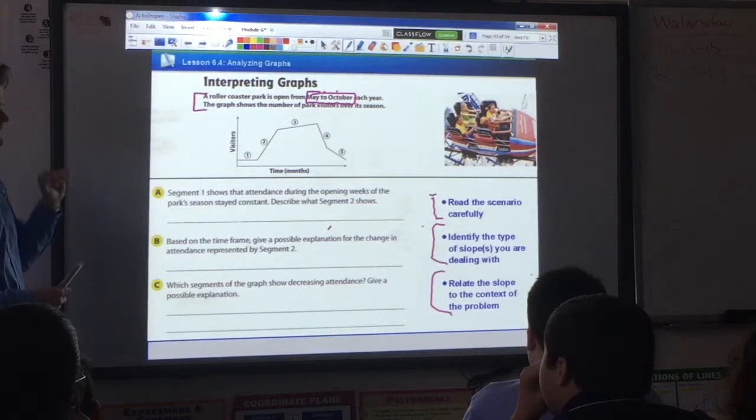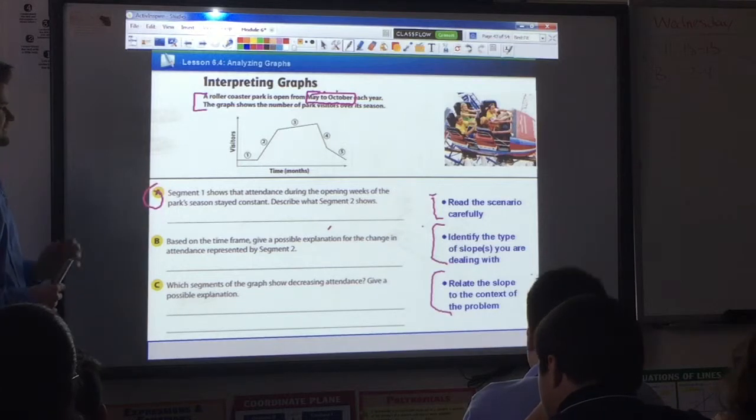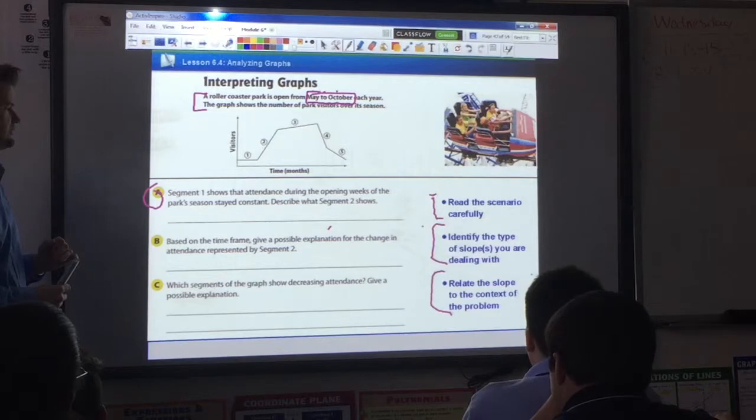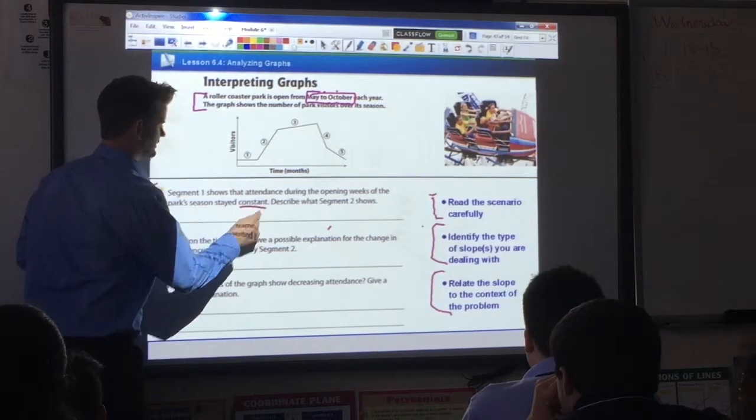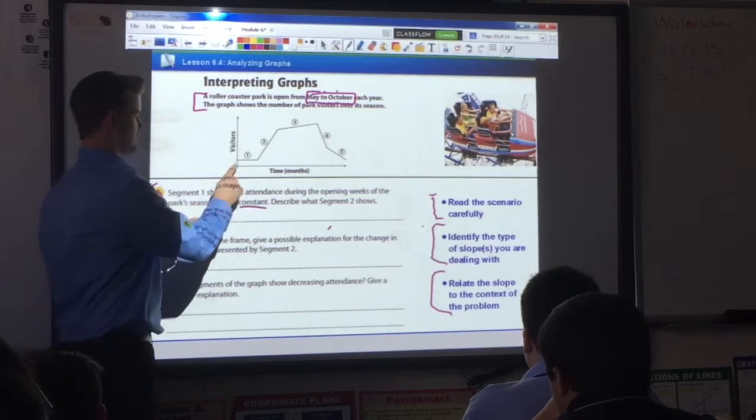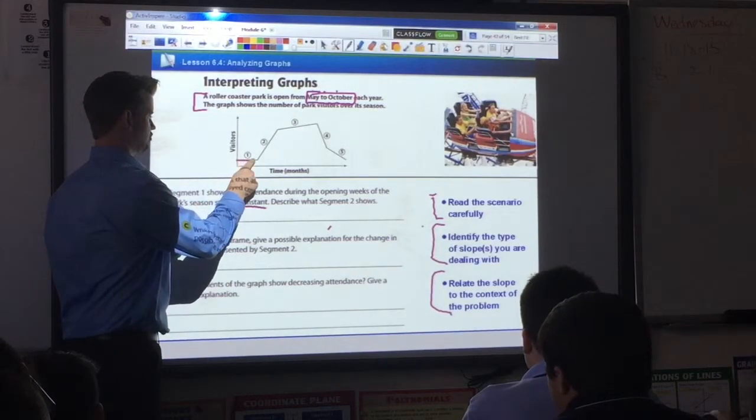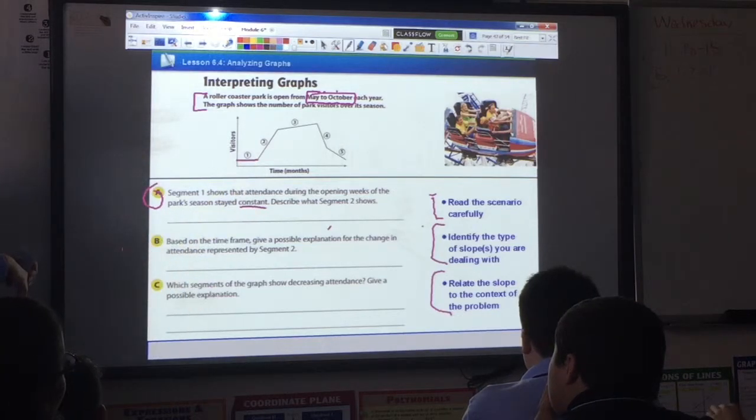So read, identify, relate. We look at part A here, and it says, segment 1 shows that attendance during the opening weeks of the park season stayed constant. There's a key word there, constant. Describe what segment 2 shows. So if we look at segment 1, it says it stayed constant, which is true. It was a zero slope. It stayed constant. Did not go up, did not go down.